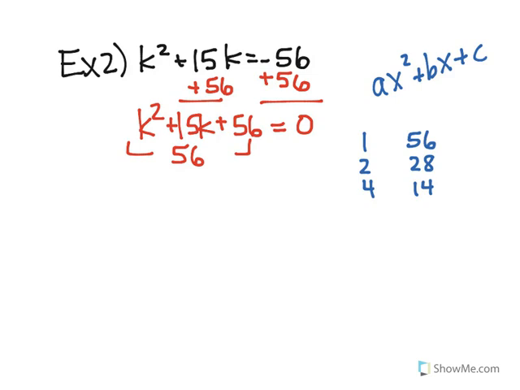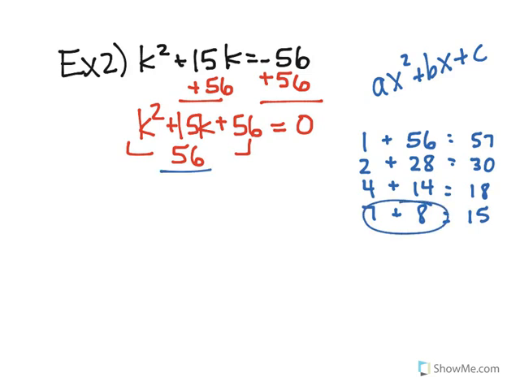5 doesn't go into 56, 6 does not go into 56, 7 and 8 would. If I go through and combine these now, I can figure out which one is going to give me that 15. This would be 57, this would be 30, this would be 18, and this would be 15. So I know 7 and 8 are going to be my factors.